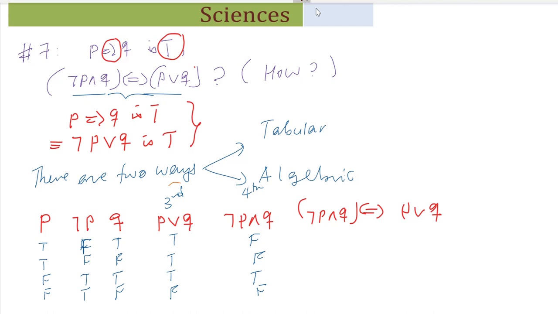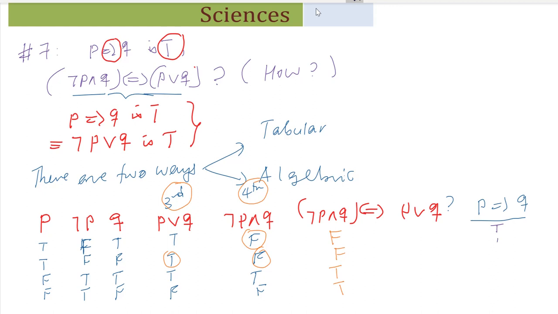So that means the negation of P and Q, false by implies true, which is false. False by implies true, which is also false. True by implies true, which will be true. False by implies true, which will also be true. Now the question was to determine the truth value of this compound proposition whenever P implies Q is true. You know that P implies Q will be false only when the first is true and the second is false, which is the second line. The other ones are true.